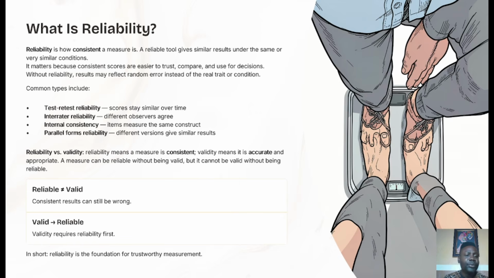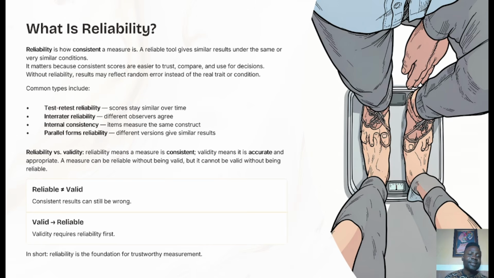Common types include test-retest reliability. That means when we design a test, a questionnaire, a skill, anything, we give it to a person the first time, and we give it to the person the second time. The scores they have in both administrations agree.